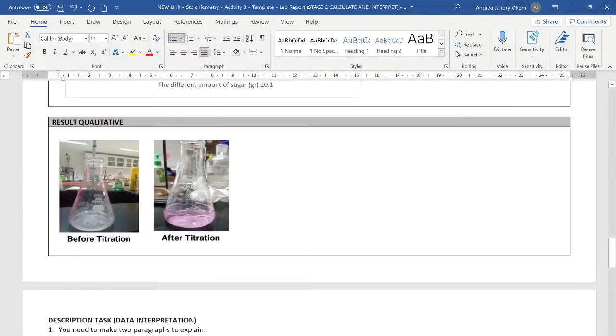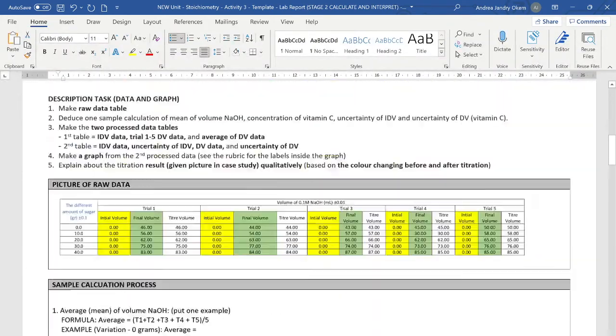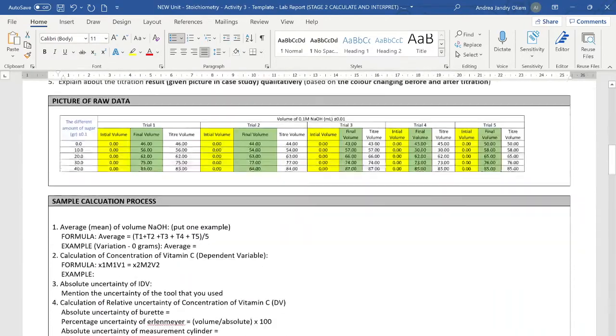I think that's all for the data interpretation and also how to calculate your data. Thank you.